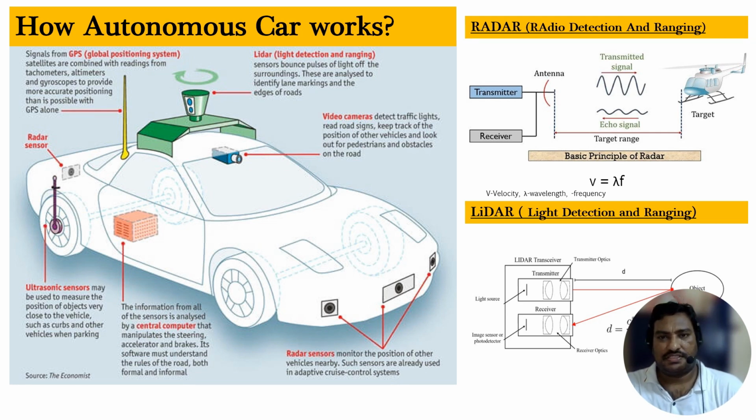Based on this data, the central computer takes a decision. It combines all the data; that is, sensor data fusion is working here. All these data are combined together to take a decision to move the vehicle from one point to another point, and based on this, various actions are taken. So this is how autonomous cars work.